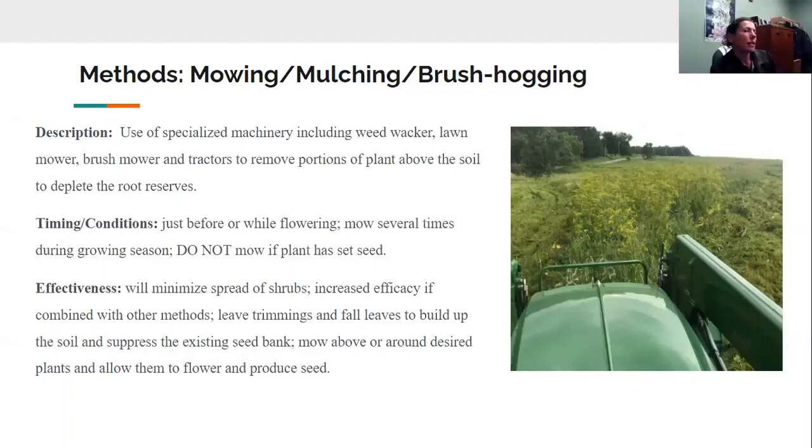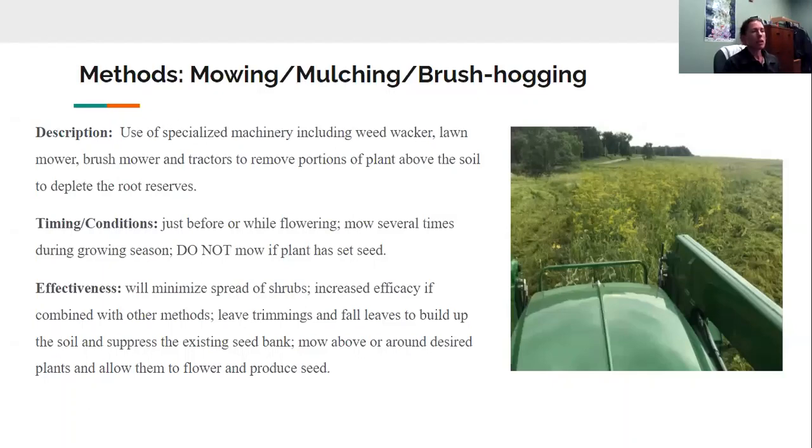So our next method that we're going to talk about is mowing, mulching, and brush hogging. And when we're talking about this method, we're including weed whacking, using a lawnmower, a brush mower, and tractors or skid steers that have special attachments to them. And our goal is to remove portions of the plant that's above the soil to deplete the root reserves.